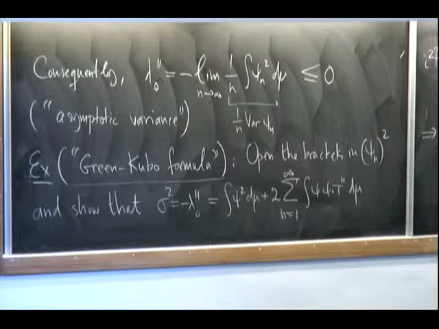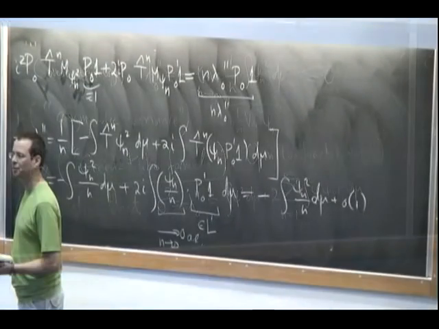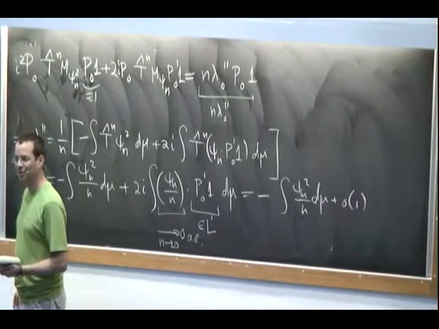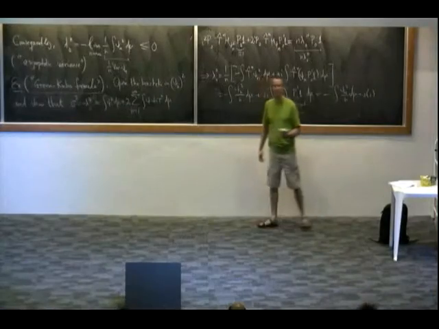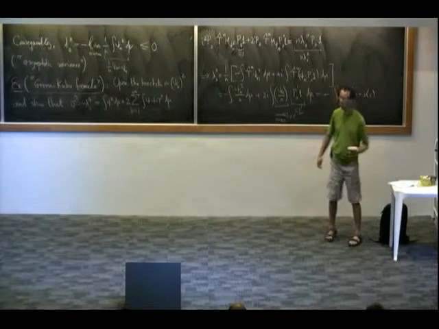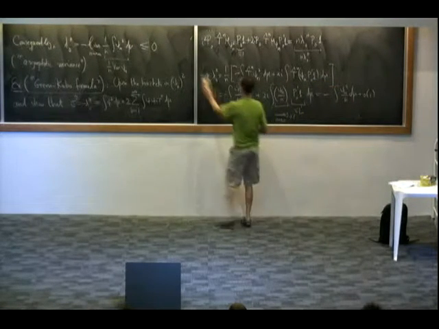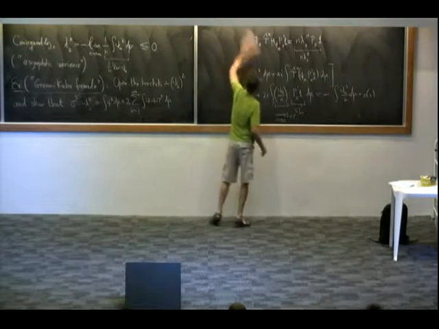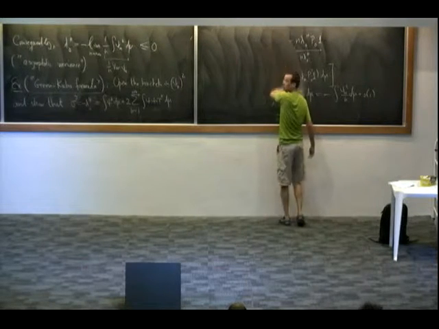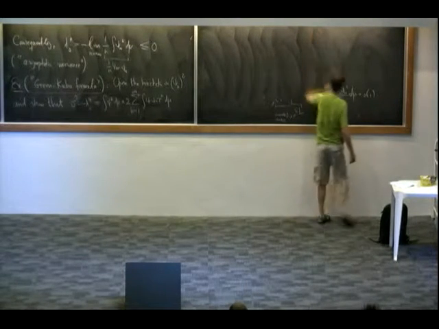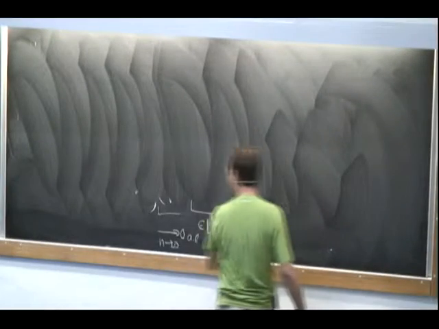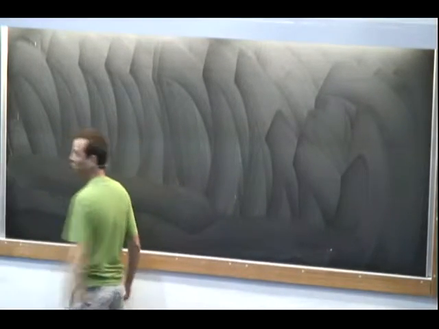Okay? Now I'm going to use this, how much time do I have? I'm going to use it to show you that sigma is not zero. It's not clear that sigma is not zero. In fact, if psi is a coboundary, it will be zero. We will have to use the fact that psi is not a coboundary.